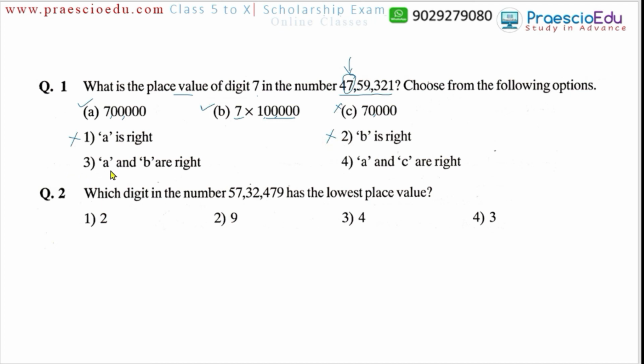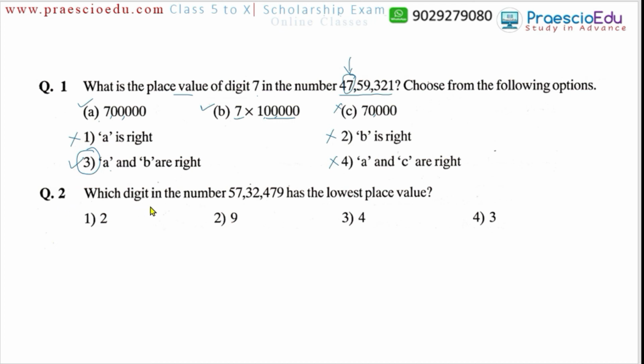Now here A and B are right. So this option is the correct one, A and B are right. Then option 4, A and C are right. No, C is not right. So that's why this option is also incorrect. So the correct one is option number 3.